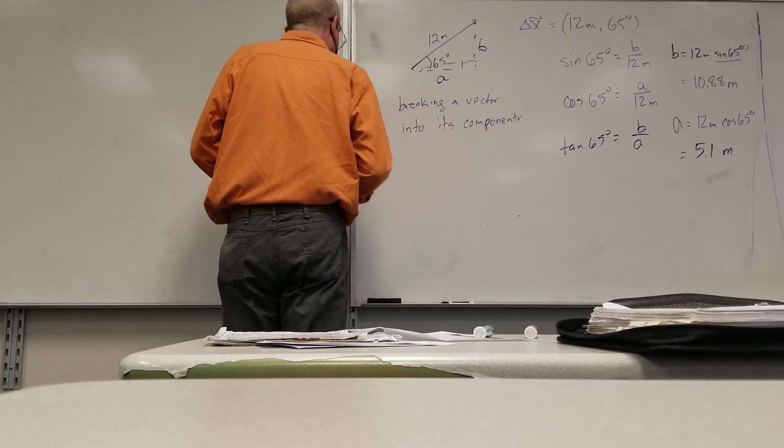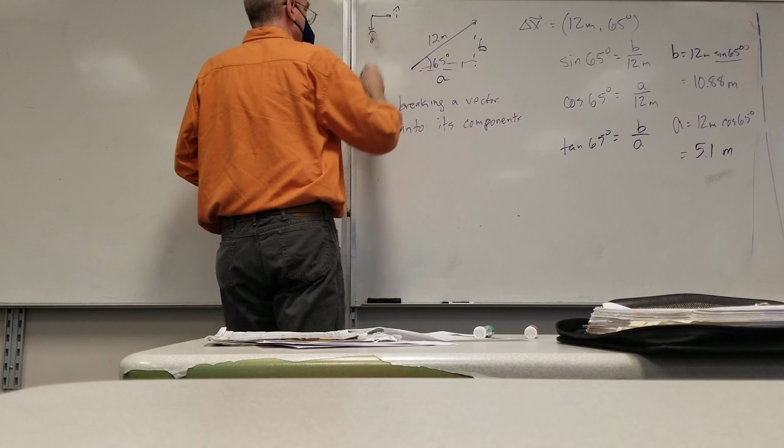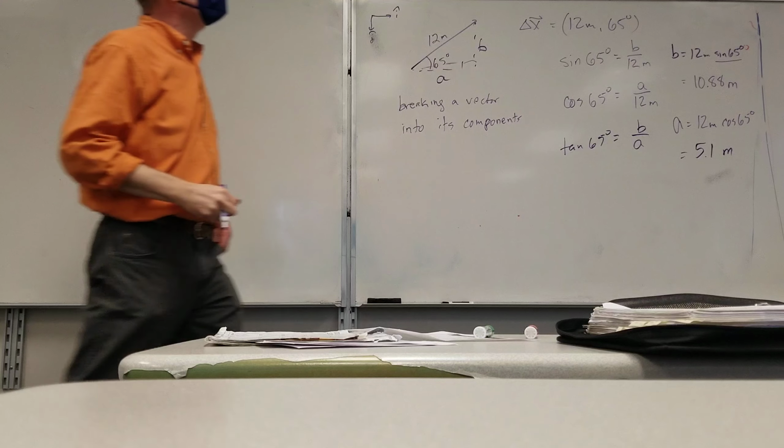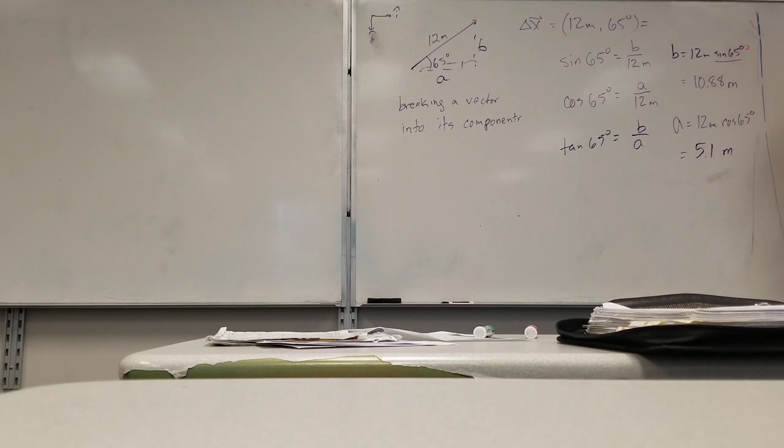Oh, we never actually answered the question. Shame on me. So what is the answer in rectangular form? It'd be 5.1 meters i hat plus 10.88 meters j hat. Close.